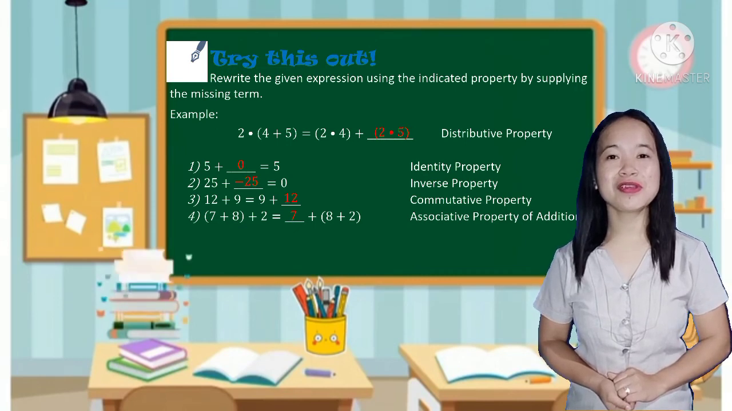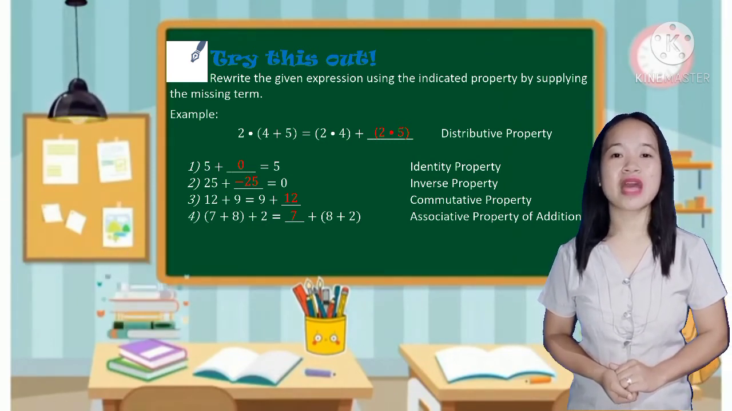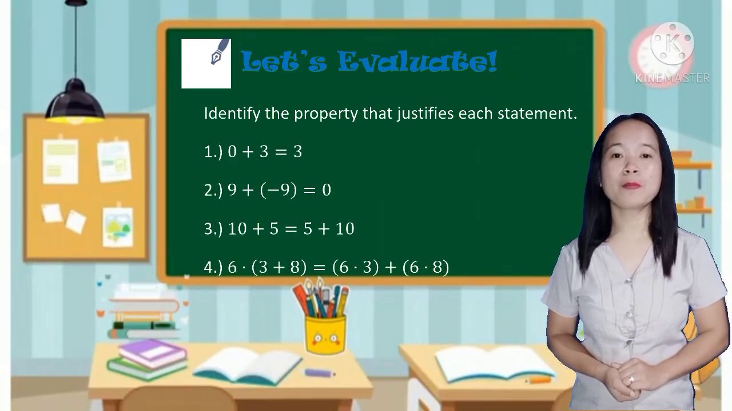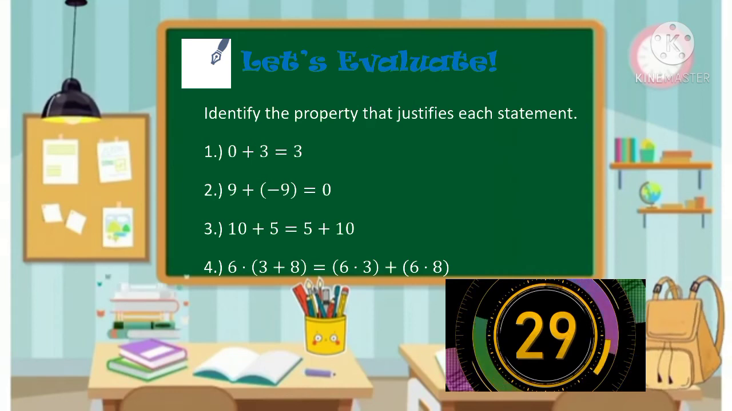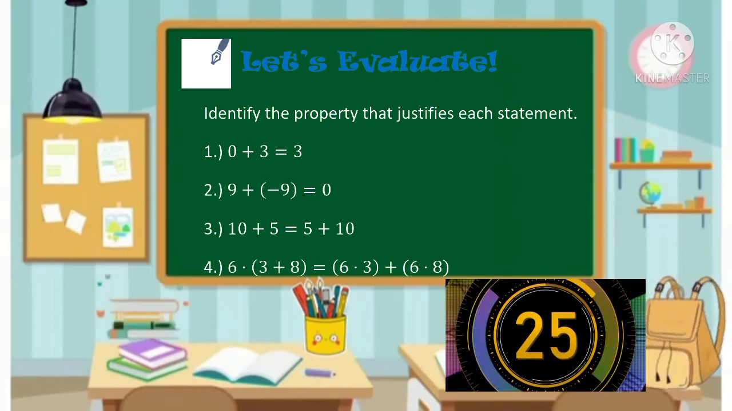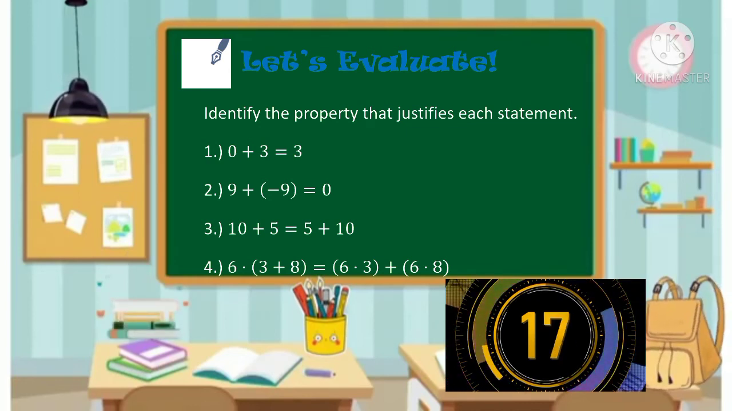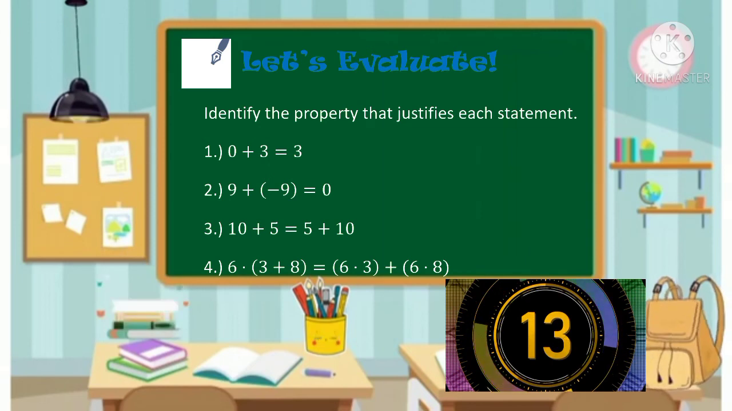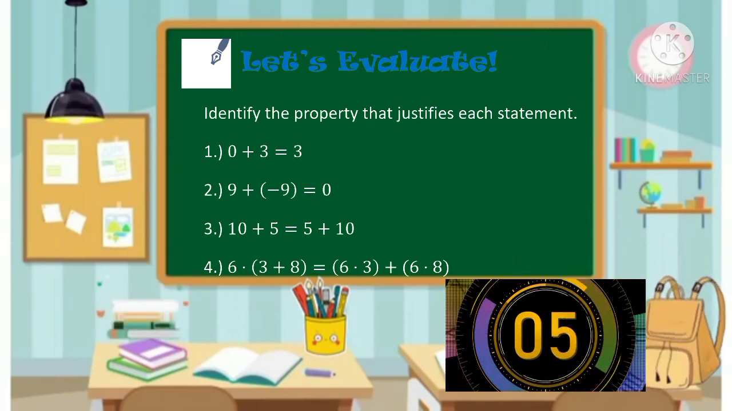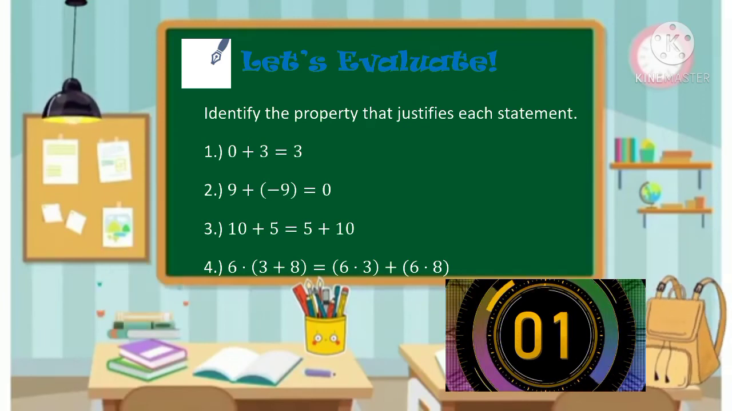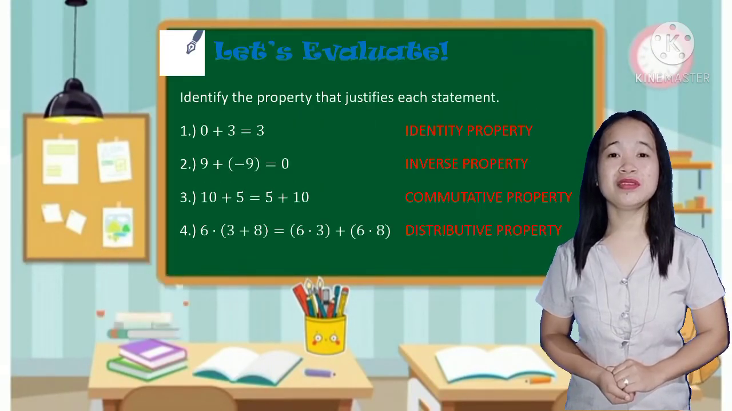So, did you get the correct answers? Very good. Now, to further assess your knowledge, let us have a short quiz. All you have to do is to identify the property that justifies each statement. I will give you 30 seconds to answer. Time is up. Let us check your answers. So, did you get the correct answers?